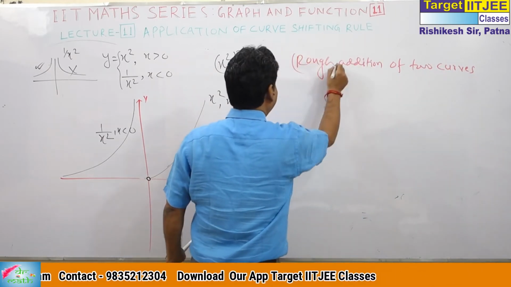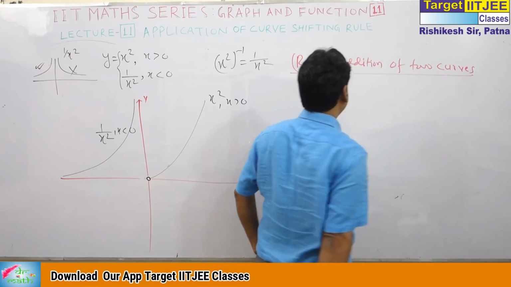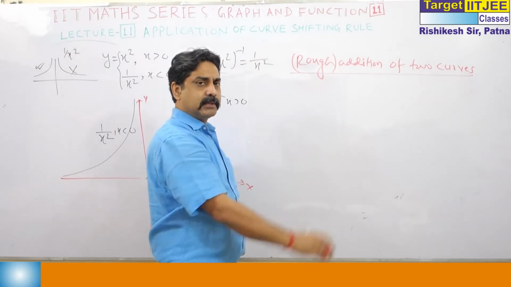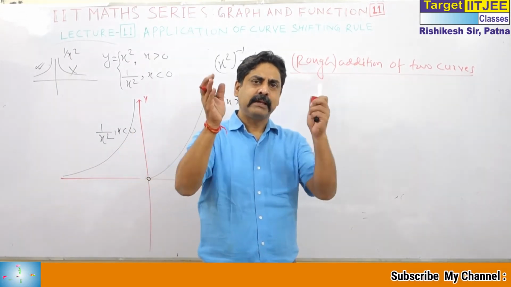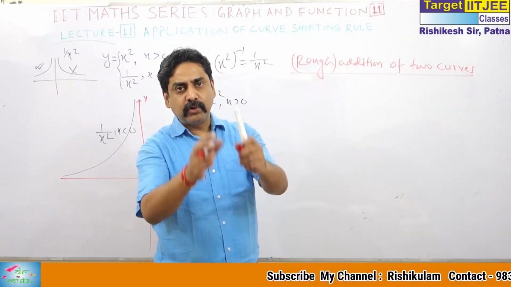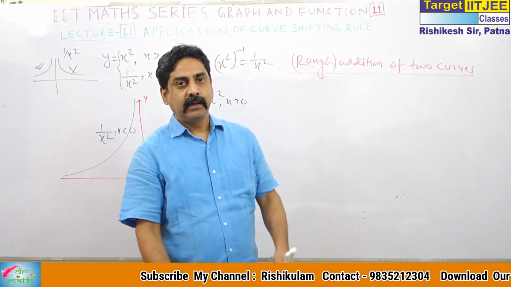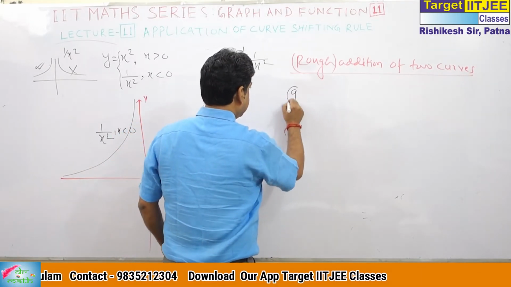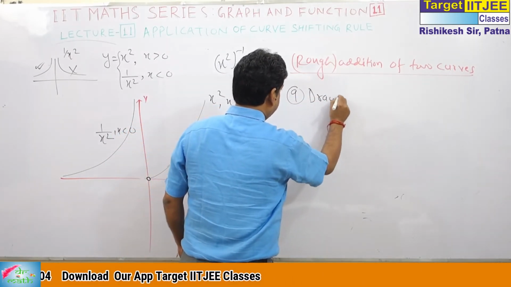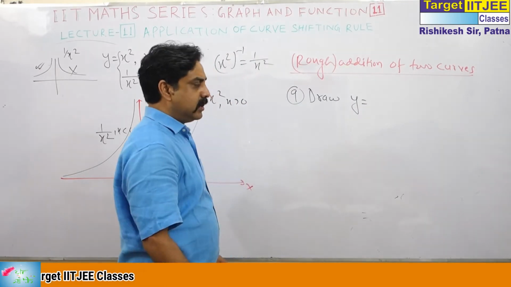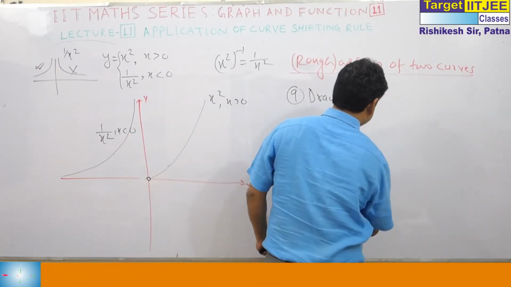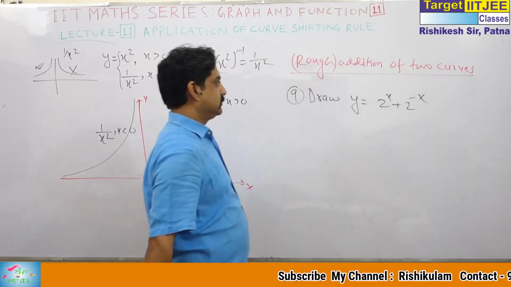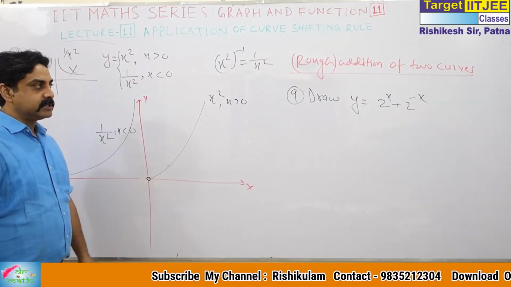Actually, normally we write addition of two curves, but I have used the term rough. We cannot do it for all curves, but we can do it for some simple curves. How? Let's see the example. Suppose this is number 9. We have to draw y is equal to 2 to the power x plus 2 to the power minus x. This is an easy one.